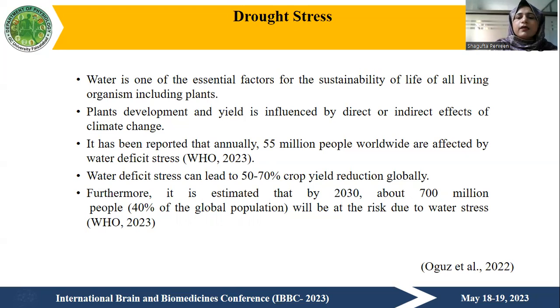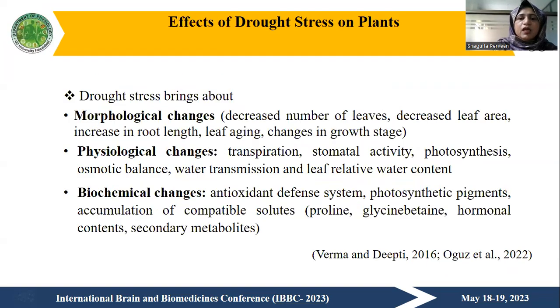It is estimated that by 2030, about 700 million people, about 40% of the global population, will be at risk due to water stress. Effects of drought stress on plants. Drought stress brings about different morphological, physiological, and biochemical changes.